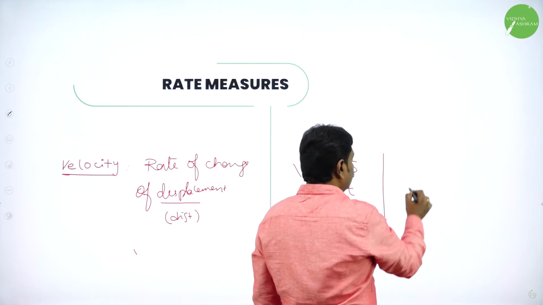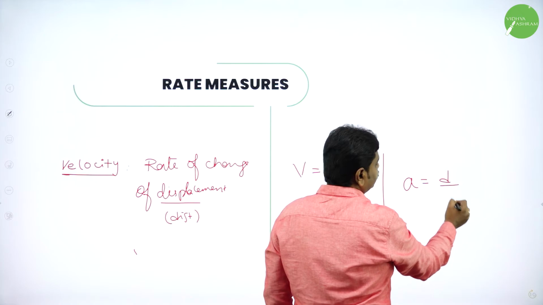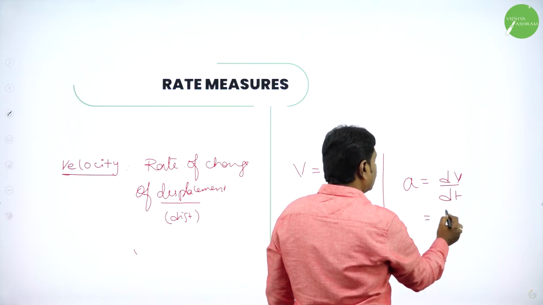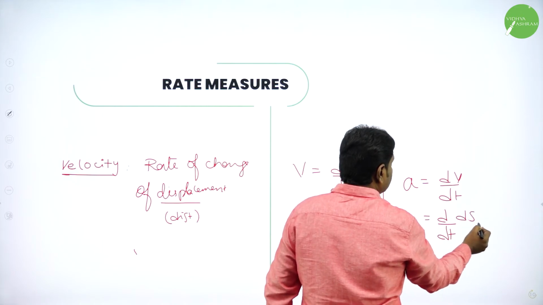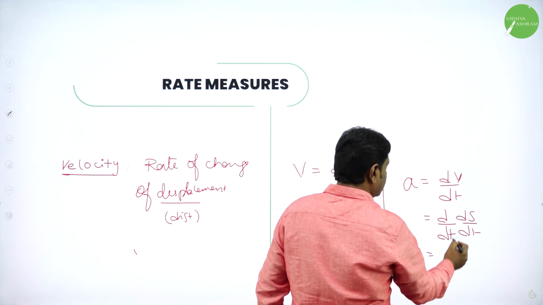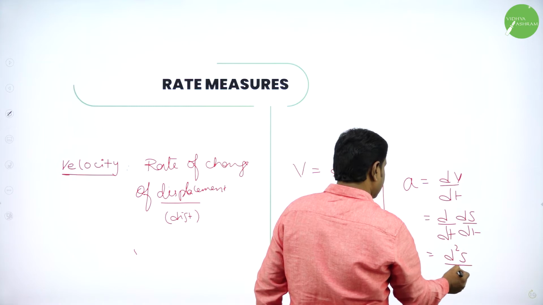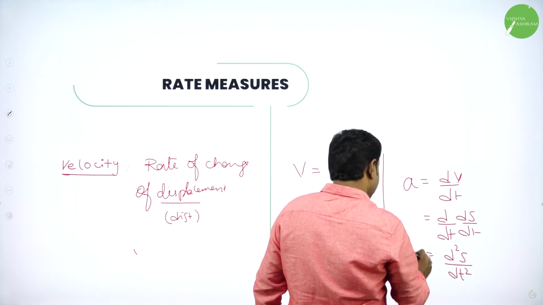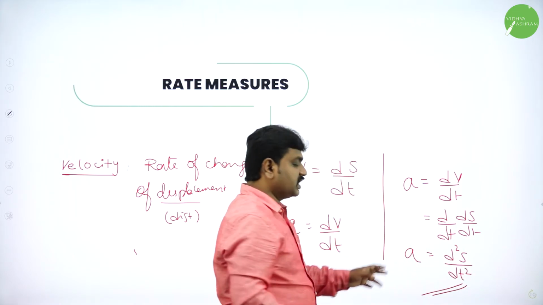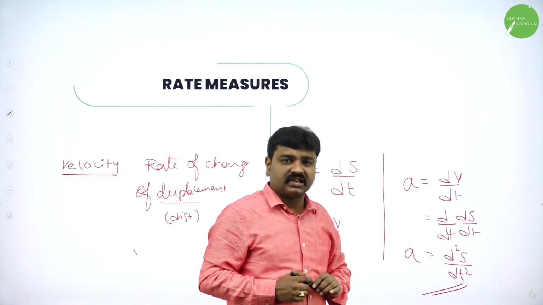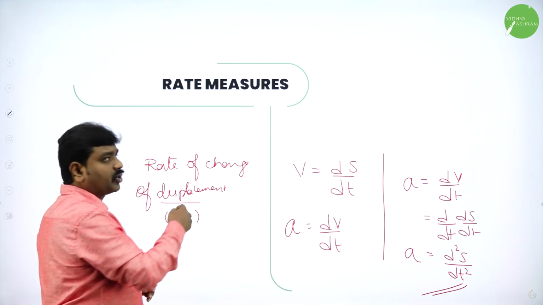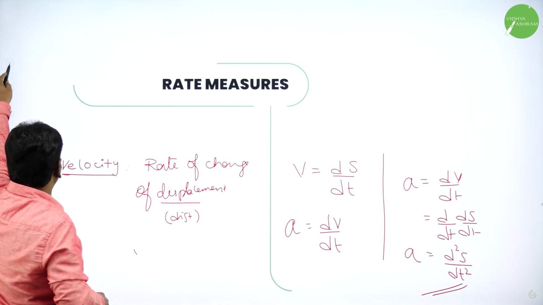And you know acceleration, just now I told you, is the rate of change of velocity, d by dt of v. And what is v? v is ds by dt. So it becomes d by dt of ds by dt, that is d square s by dt square. This is acceleration. Acceleration is the double derivative of distance or the single derivative of velocity. So based on this, we'll have problems. Now we'll go to the first problem.